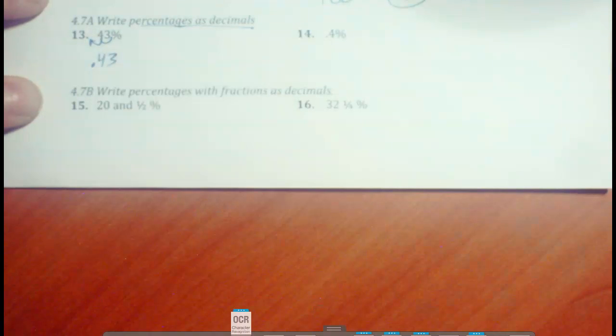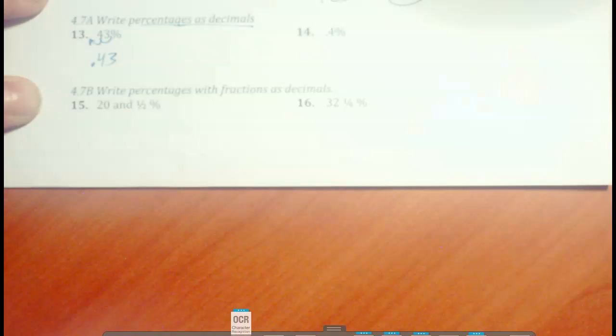Now, we're writing percentages as decimals. All right, this is a simple one. 43% is 0.43, that's all we have to do. We divide by 100 or we move that decimal to the left. It's the same thing. 4%.